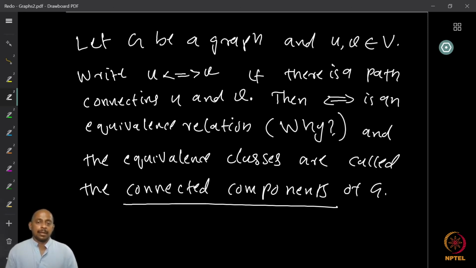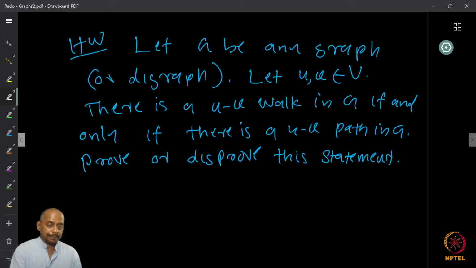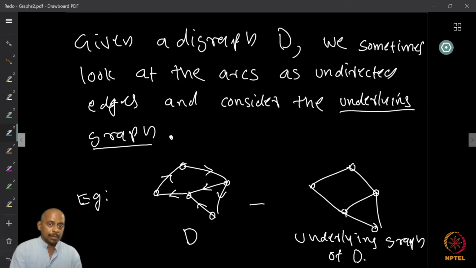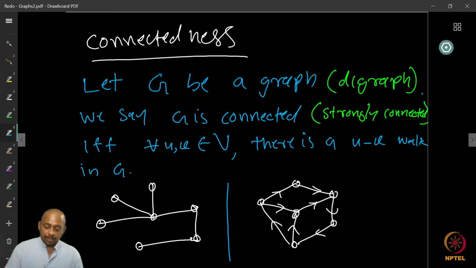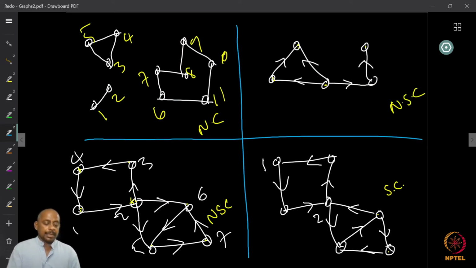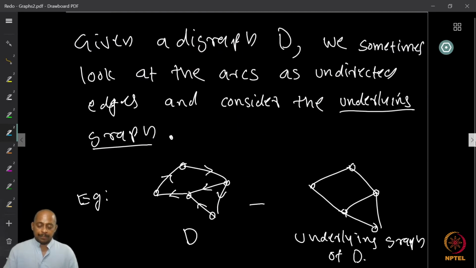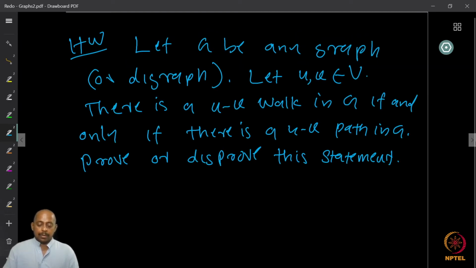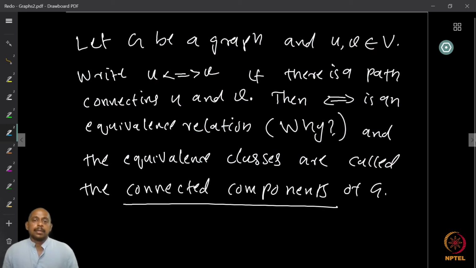So for example, in the previous example, you will see that 1, 2 here is a component. 3, 4, 5 is another component. Then 6, 7, 8, 9, 10, 11 is another component. So these are the examples in the case of graphs. The equivalence classes under this relation are called connected components.